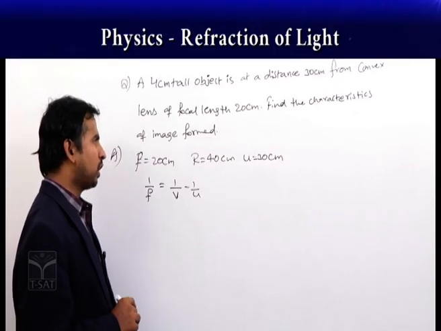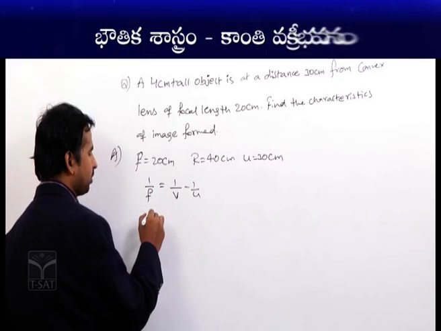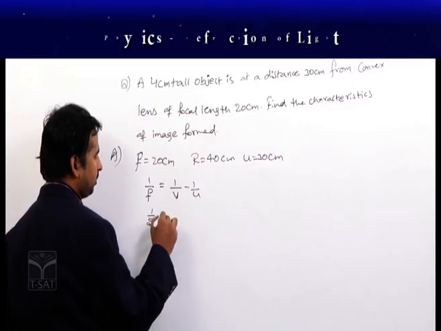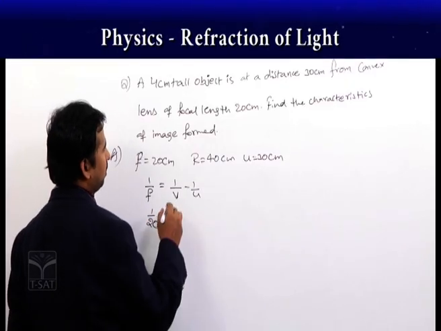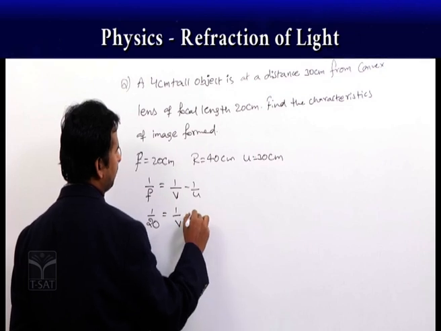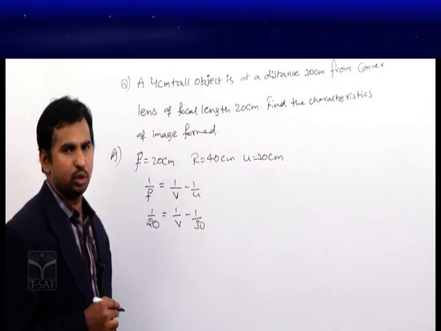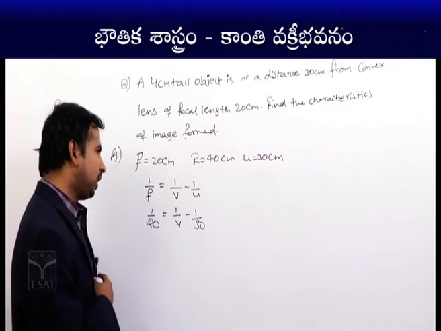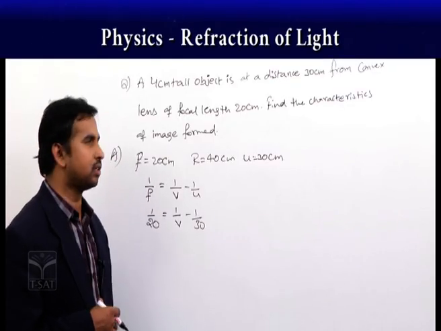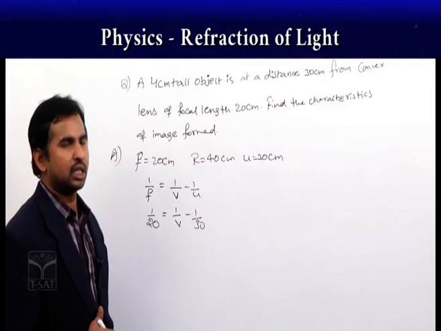Okay, the focal length is given in this problem as 20 centimeters, and the object is placed at 30 centimeters. At first we have to find the image distance. To get that image distance, we first apply the sign convention.